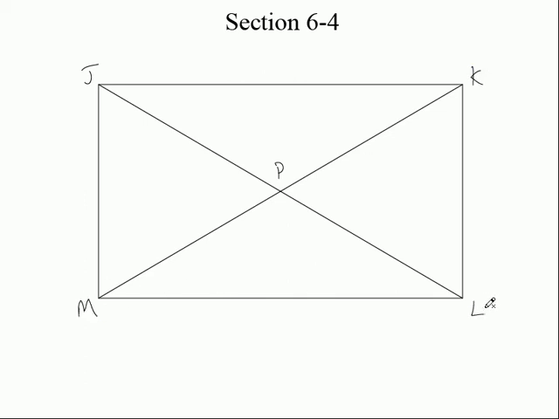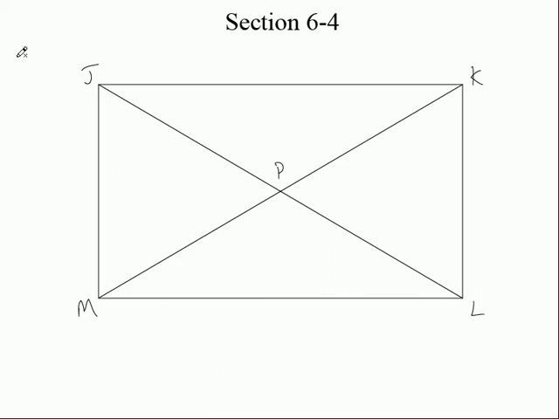Alright, so we've labeled it, and here's what they tell you. They say that this thing, JKLM, is a rectangle. So if it's a rectangle, we know a bunch of stuff about it. You've got four right angles, you know the diagonals are equal to each other, you know the diagonals bisect each other, you know the opposite sides are equal, okay? All that kind of good stuff, alright?